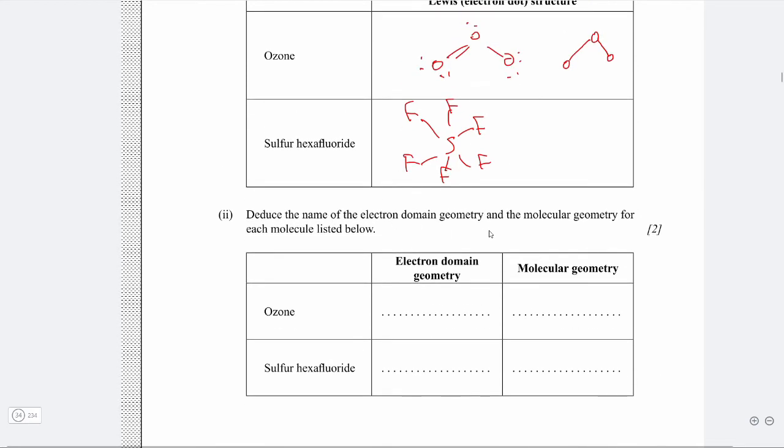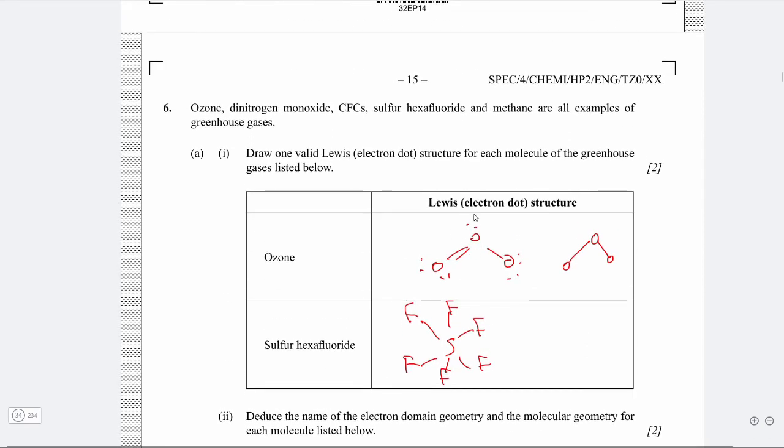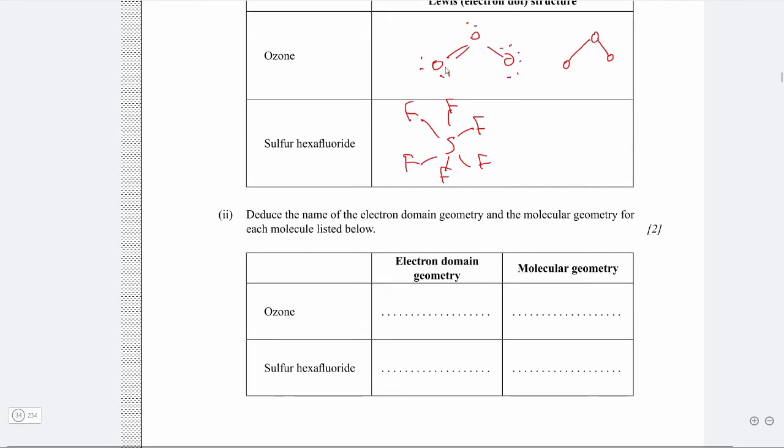Okay, deduce the name of the electron domain geometry and molecular geometry. So for ozone, all the oxygens are trigonal planar. This one is as well, because if you draw the resonance structure, the double bond could also be here. Right now it's tetrahedral, but if you draw the double bond here, it also turns trigonal planar. So that's the answer for this one. Molecular geometry is bent or V-shaped.